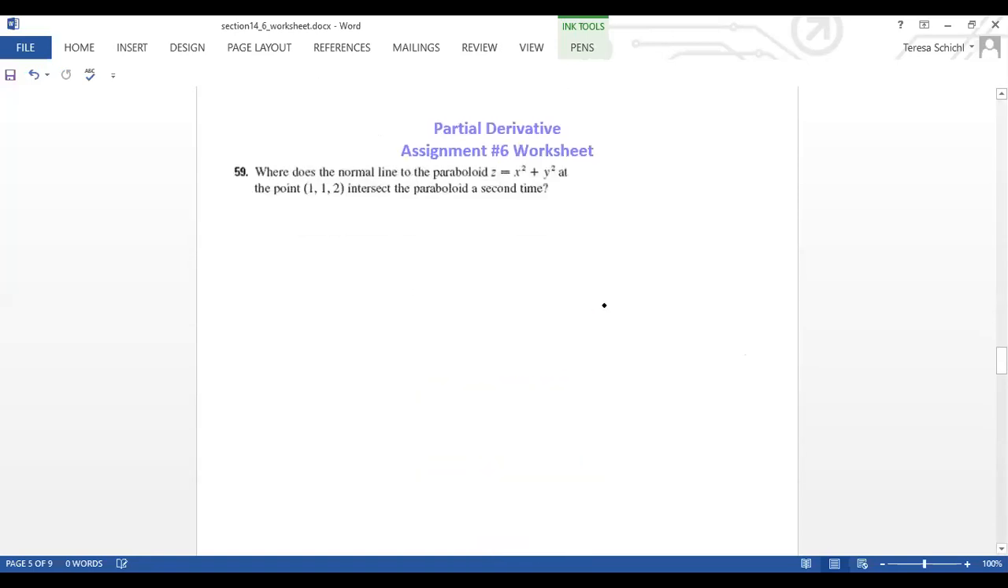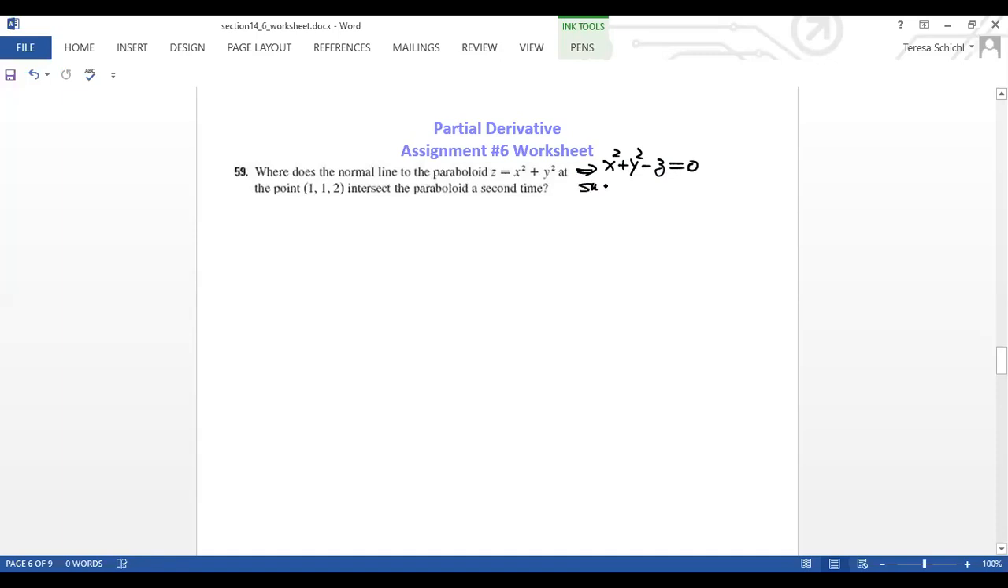Let me do one last one here, because those types of problems really give a good idea. So we ask, where does the normal line to the paraboloid at the point (1, 1, 2) intersect the paraboloid a second time? Every time we see this, I know this can be changed to x squared plus y squared minus z equal to 0.